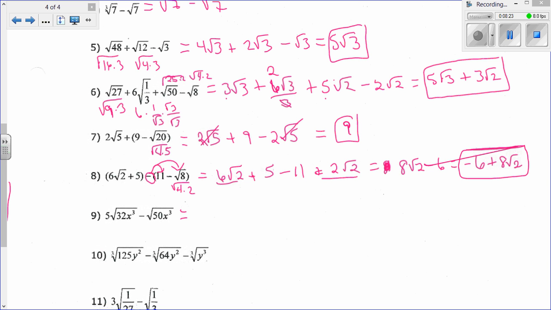For number 9, we have some variables involved, and we also have to simplify our radical. 32 is 16 times 2. X cubed is x squared times x. So I will have square root of 16, which is 4, times that 5 that's out in front. So 4 times 5 is 20. Square root of x squared is x, and I'm left with 2x under the radical.